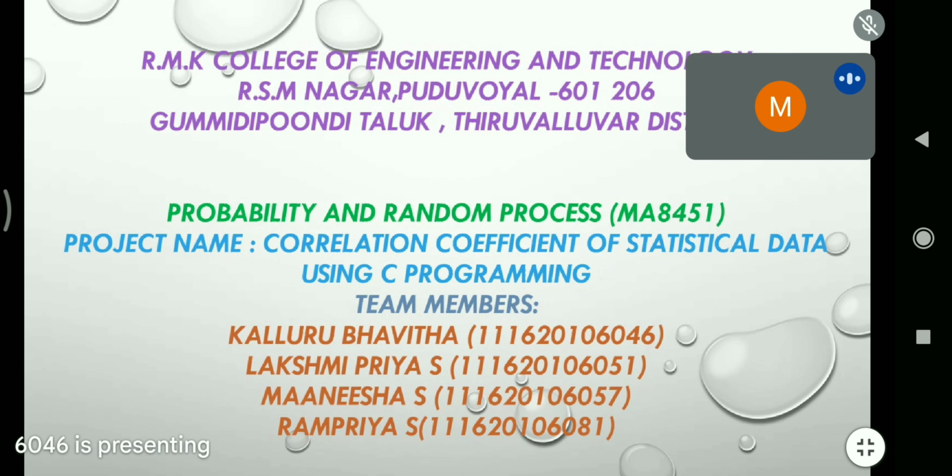Hello everyone. This is our project on Probability and Random Processes, subject code MA8451. Our project title is Correlation Coefficient of Statistical Data using C Programming.